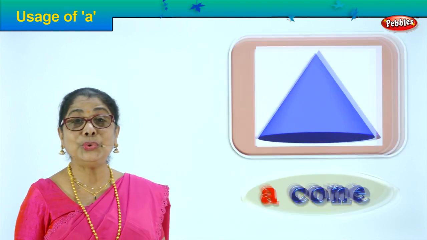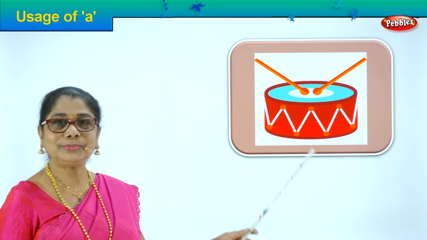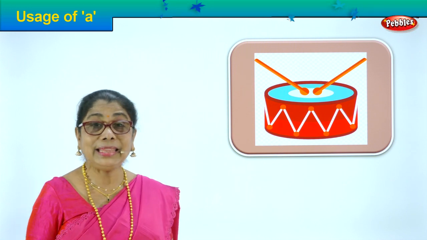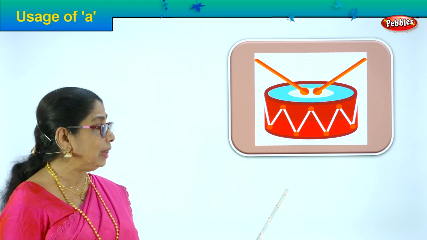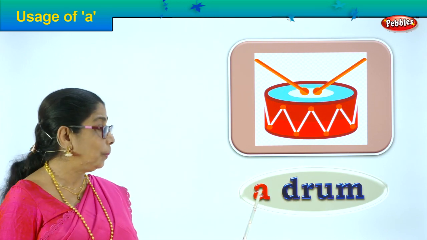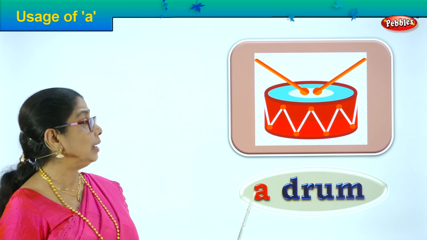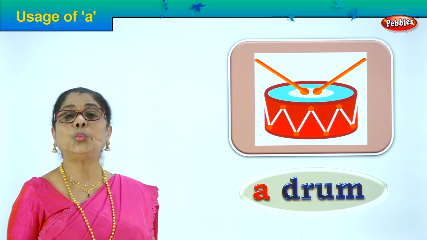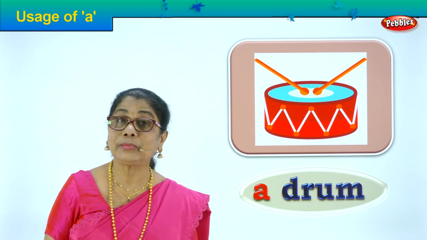Let's go to a new picture. Look what you have here. Your toy drum. Spell drum, D-R-U-M, drum. Good. Now before the word drum, what do you place? A drum. A drum, a colorful drum, a red drum, a toy drum. We use the word a. We use a before the word drum.